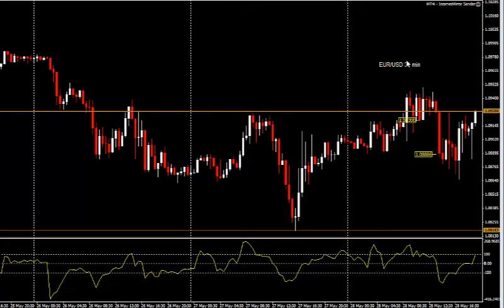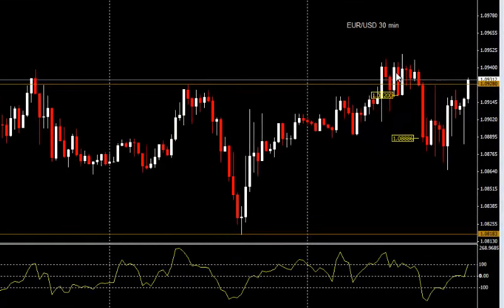So this was a trade that we executed earlier this morning. It was actually just before the London market started. So we were talking about the possibility of going long here on the euro dollar and price continuing higher.